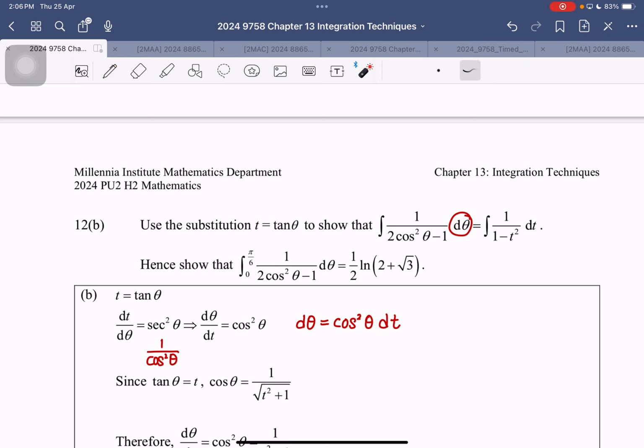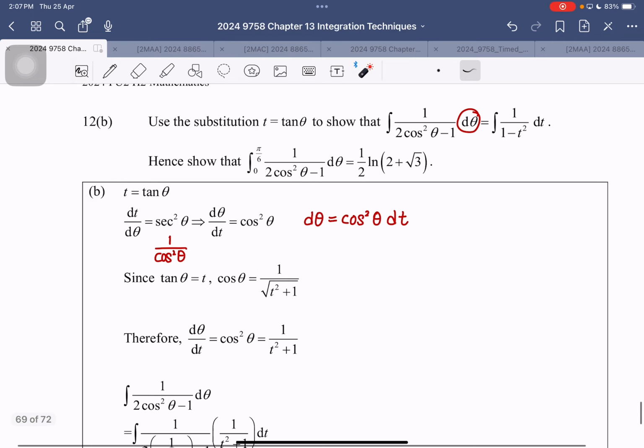So in other words, what you are doing is you cross multiply this d theta over to the other side. Technically speaking, this is a derivative, not a fraction, so it is not so correct. But if it helps you to see the replacement, I think it's okay if you do it as side working. So this d theta, you replace it with cosine squared theta dt, so that you will get the integration with respect to t instead of theta.